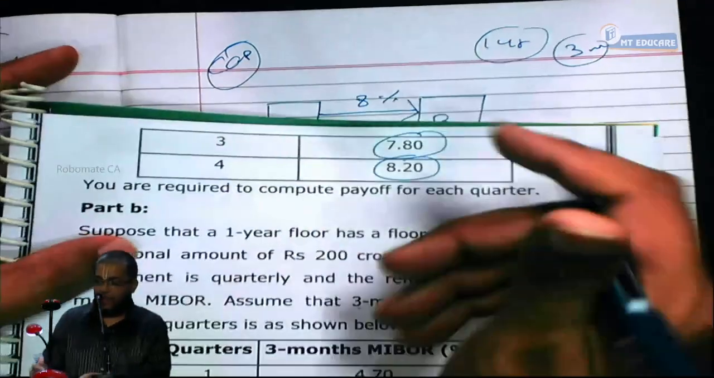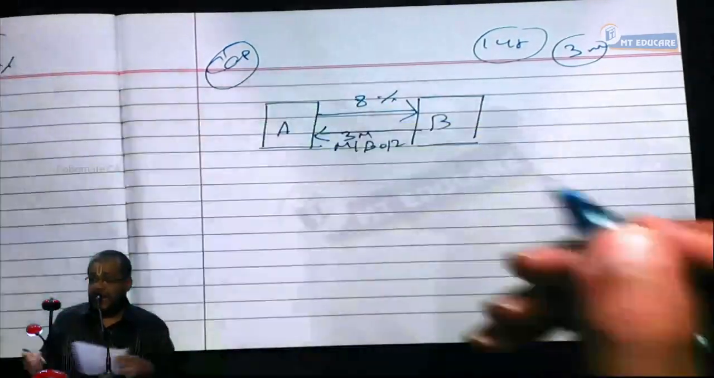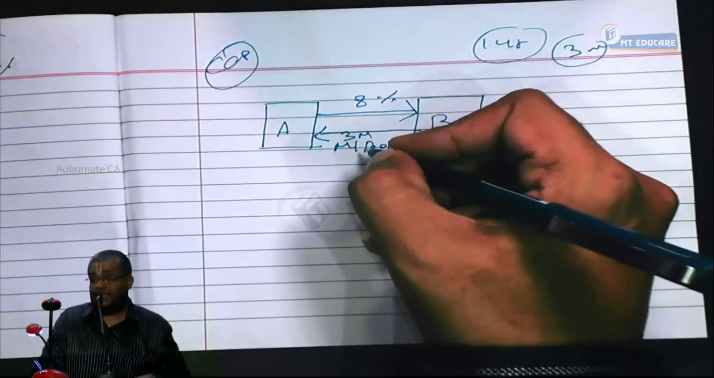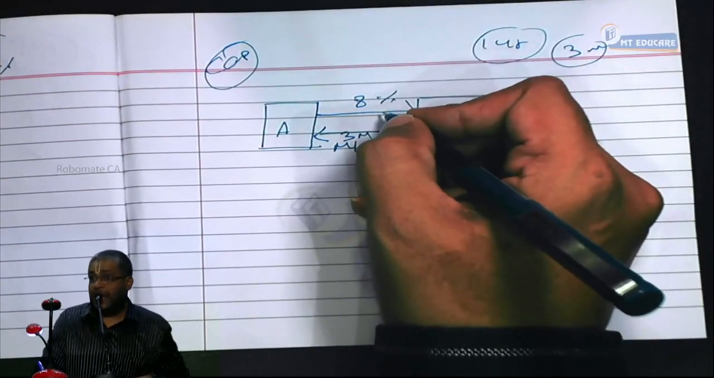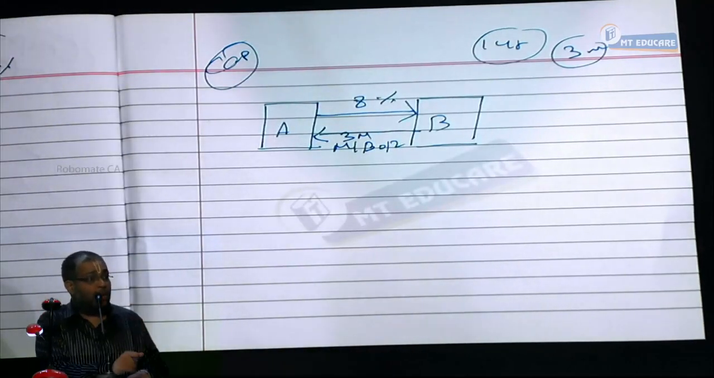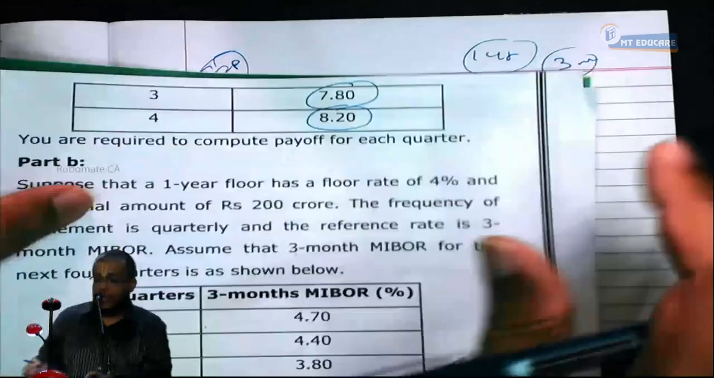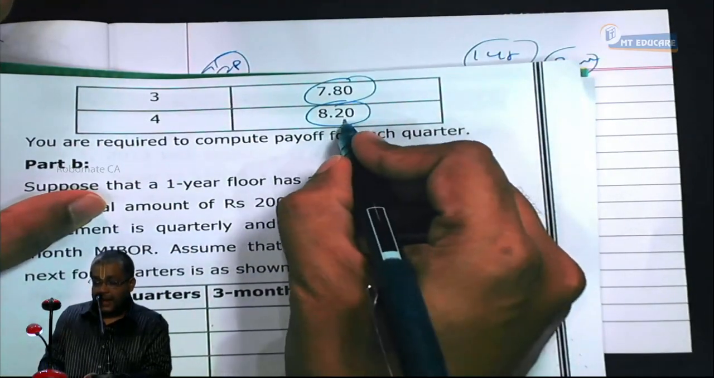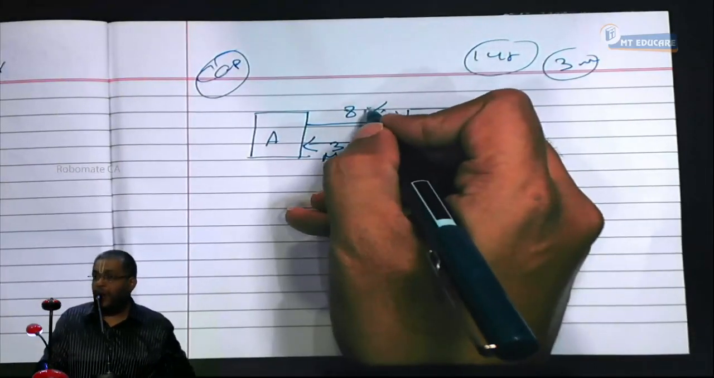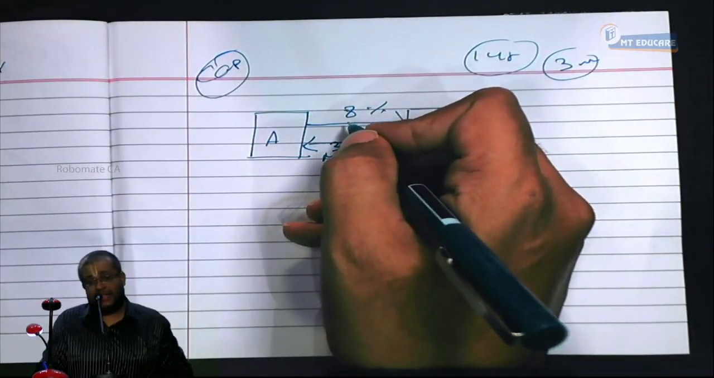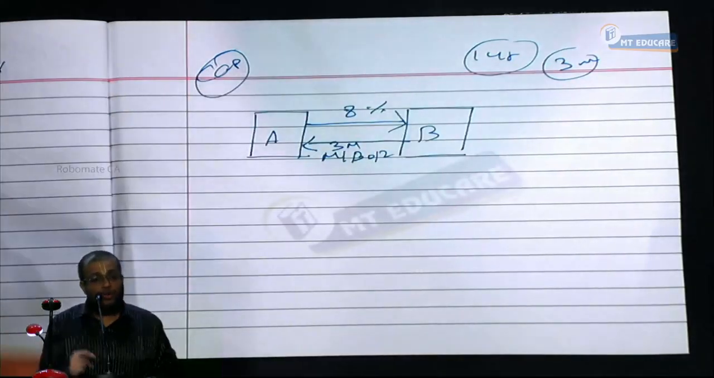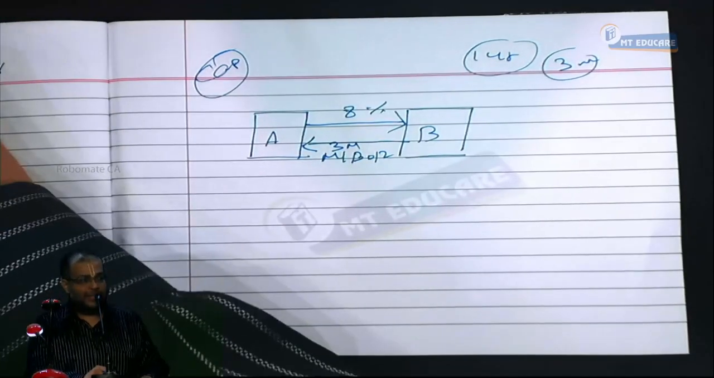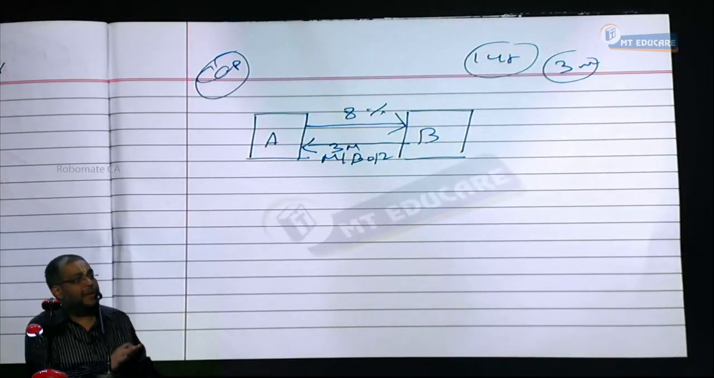Third swap cash flow: I have the right to receive MIBOR worth 7.8 and pay 8%. Exercise or lapse? Lapse. I don't pay the party. I let it lapse and have 0 cash flow. Fourth case: I have a right to receive 8.2 and pay 8%. Exercise or lapse? Exercise. So I have 2 exercises and 2 lapses.